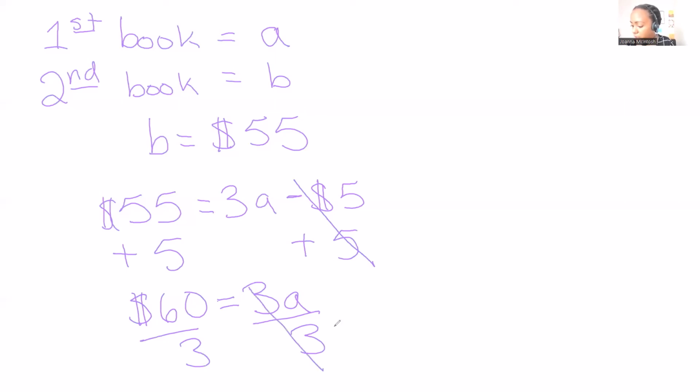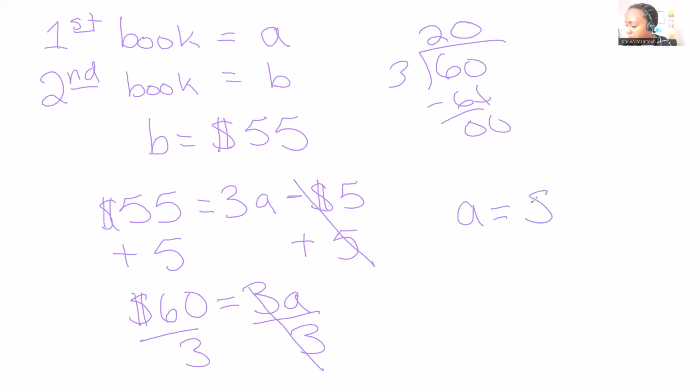And now all we have to do is divide by 3 to get A by itself, which stands for the price of the first book. And then 3 cancels out on this side. And then 60 divided by 3 is equal to 20. And you can also do long division if you needed to. 3 goes into 6 2 times. 2 times 3 is 6, minus 6, 0. And then 3 goes into 0 0 times. So we end up with the price of the first book is equal to $20. And that is our answer.